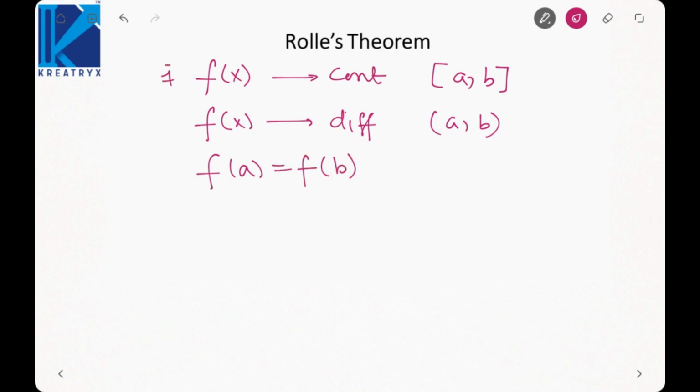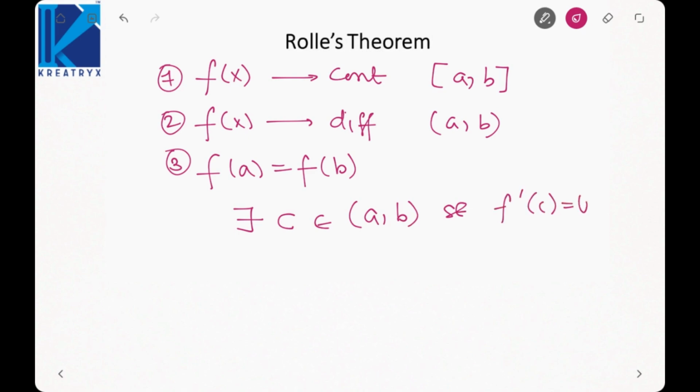So remember three conditions for Rolle's theorem: 1, 2 and 3. That is, f(x) is continuous in the closed interval, it is differentiable in the open interval, and the value at both the endpoints is the same. So if these three conditions are satisfied, it says there exists a point c belonging to (a, b) such that f dash c is equal to 0. This symbol represents 'there exists'.